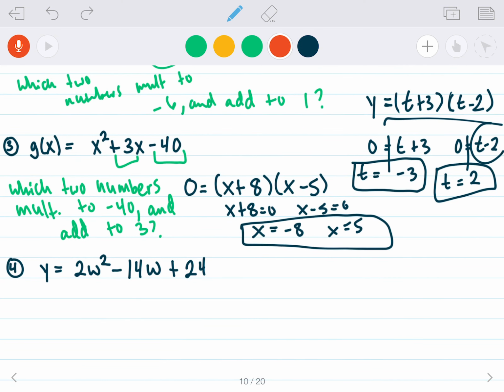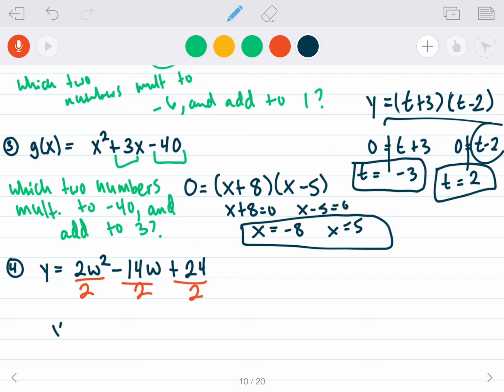Okay, here we have an issue. The issue is that my a is not 1, so we can't go on and start factoring this unless you know of a better way to do it. However, what you should recognize is that these three terms all have a common divisor. What's the biggest number that divides 2, negative 14, and positive 24? It's 2, right? 2 will divide all of these.